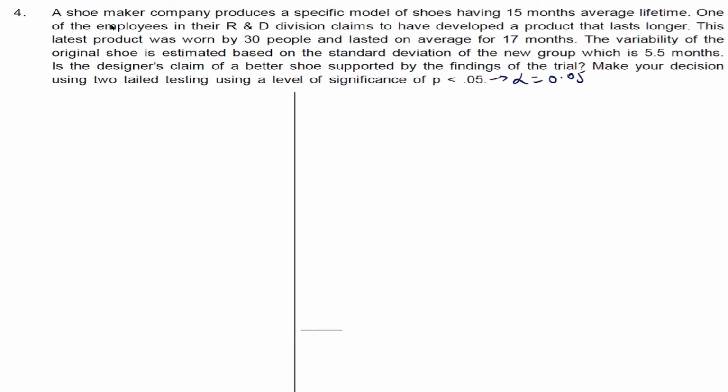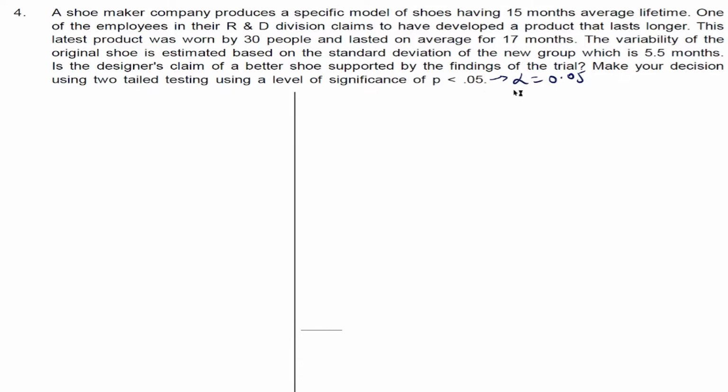So here we can see that there is a shoemaker company which produces a specific model of shoes whose average lifetime is 15 months. One of the employees in the R&D division claims to have developed a better product. This was tested on 30 people and the average was found to be 17 months and the standard deviation was found to be 5.5 months. Now we need to test whether the designer's claim of a better shoe is supported by the findings of the trial.